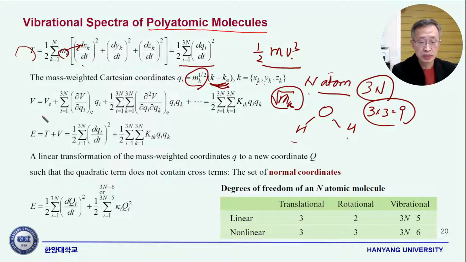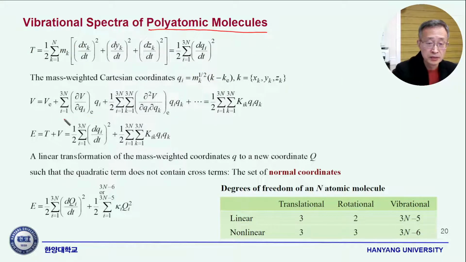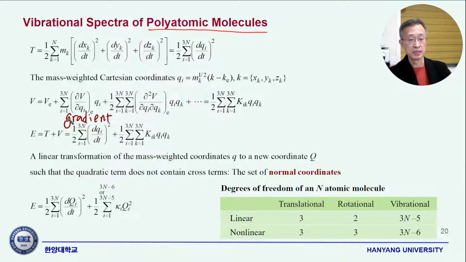In that case, that is the equilibrium energy. And then the gradient. Let me just clear this up. This is the gradient, the first derivative in this case. And then this is the second derivative, in this case the Hessian.